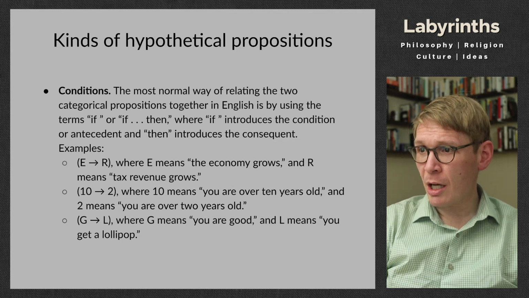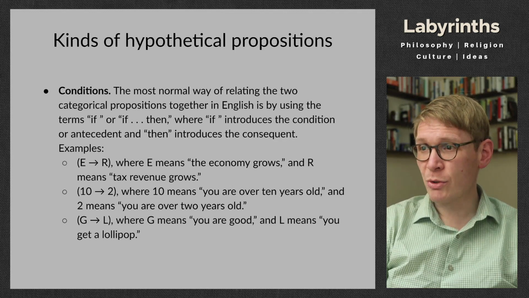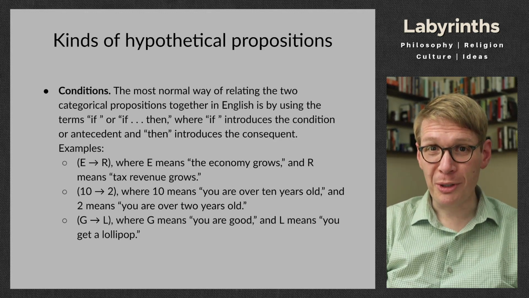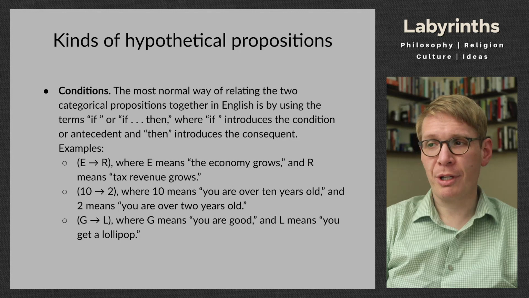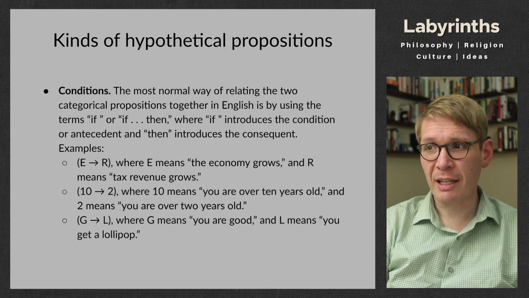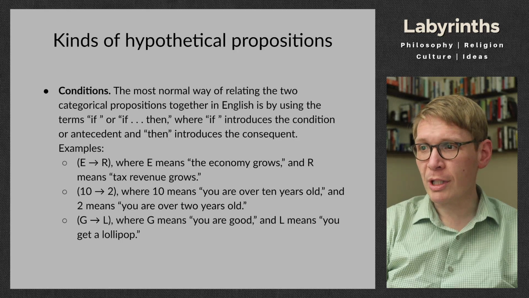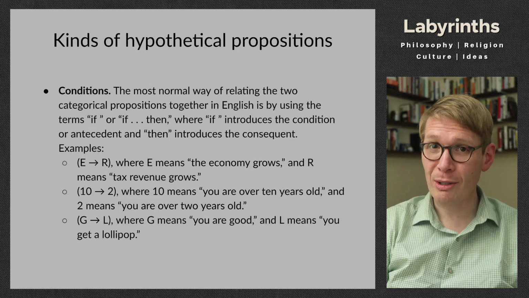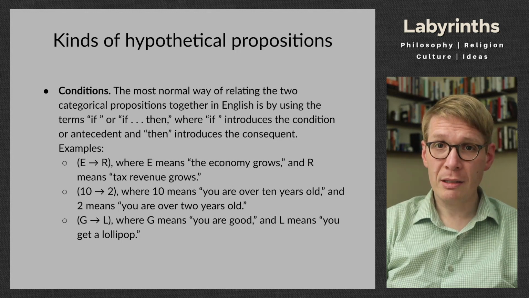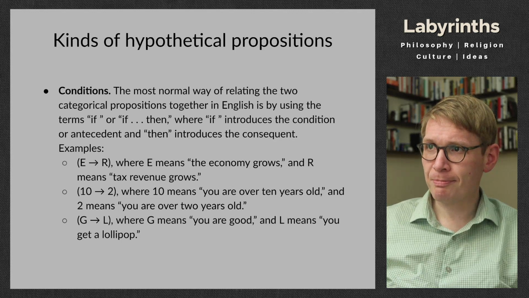Here we have the claim, if you are over 10 years old, then you are over 2 years old. It's kind of trivial in a certain sense, but this also does hold true, that if I'm over 10, then certainly I'm over 2. You can symbolize that by saying if 10, then 2, using the arrow to connect the two. And the third one here, where G means you are good and L means you get a lollipop, we like our lollipops, then you have the statement, if G, then L. If you are good, then you will get a lollipop. There we go, conditional statements.